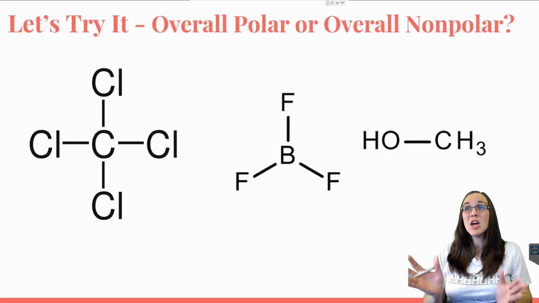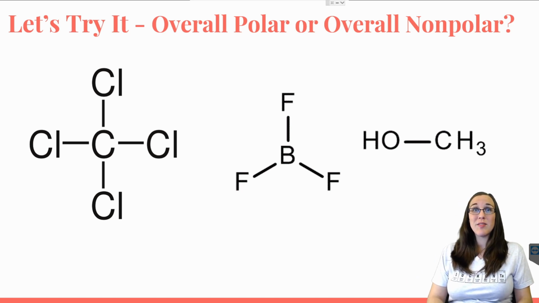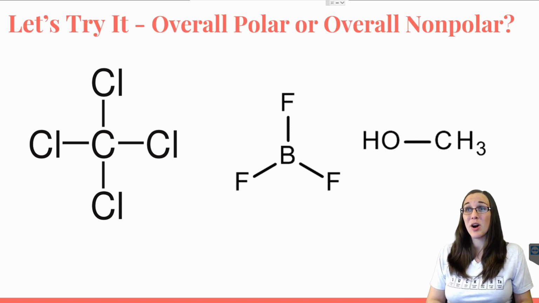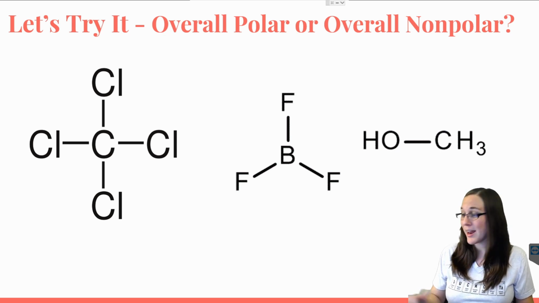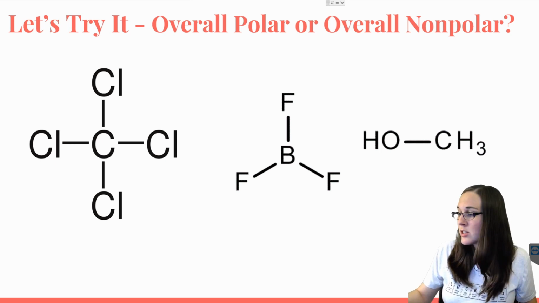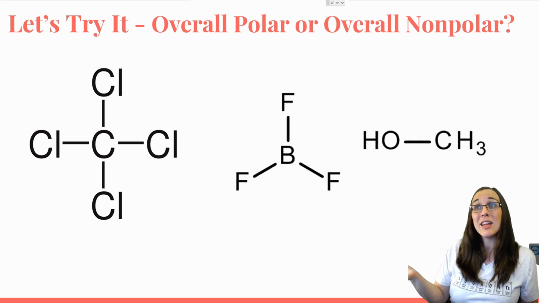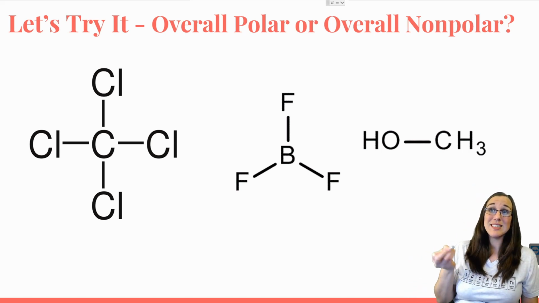Let's give it a try. We'll put this polarity thing to the test here. Let's try the first one. We've got carbon tetrachloride. There are 4 chlorine atoms around one singular carbon atom. And what we want to do is analyze each bond individually. So first, which one is more electronegative, carbon or chlorine? You'd have to look at your periodic table in order to distinguish that.